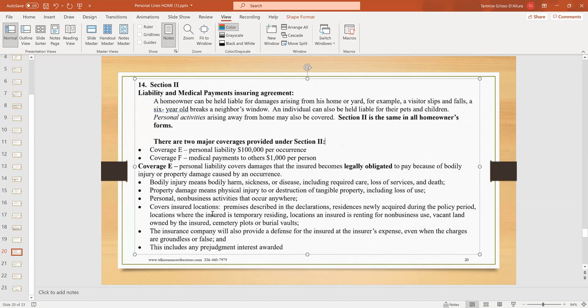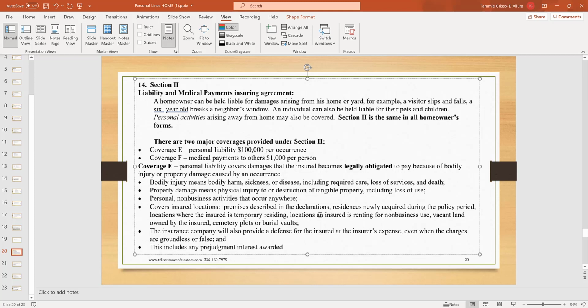It covers your insured locations, such as your premises described in the deck. So you are insuring 123 Smith Lane Road, that type of thing. It would cover that. Or residences that are acquired during the policy period. Or locations where you are temporarily residing, like a hotel. If you accidentally, negligently, we use that word, injure a third party.